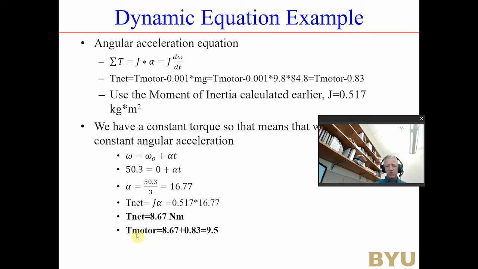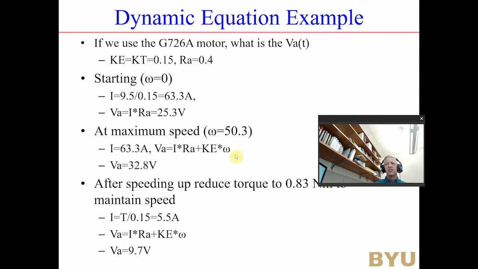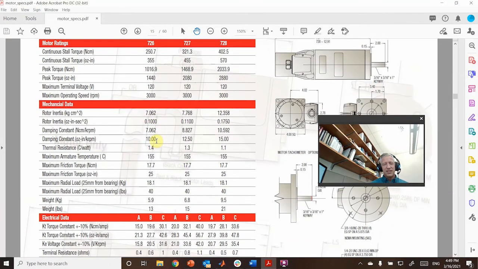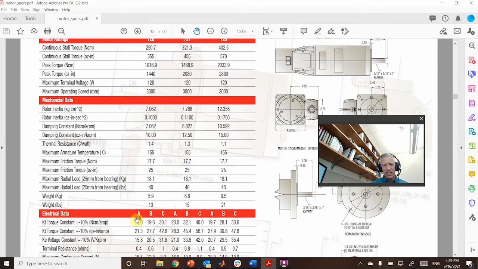Well, my motor torque is going to have to be 0.83 higher than that because of my loss, you see right here. So I need my motor to put out 9.5 Newton meters of torque. So let's go look at our motor. We're going to look at this 726 motor, and it has an A, B, or C configuration. We're going to use the A configuration.